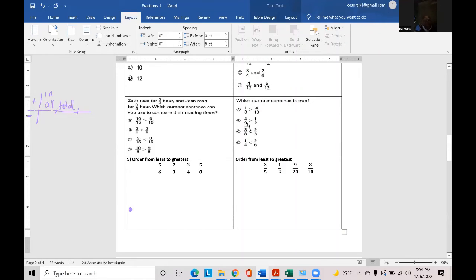Yeah, I chose A: 10/15 is greater than 9/15. Okay. So now tell us how you got from the original fractions to those fractions. I multiplied each numerator and denominator by each other. So 5 times 3, 15. 3 times 5, 15. And 5 times 2, and 3 times 3.